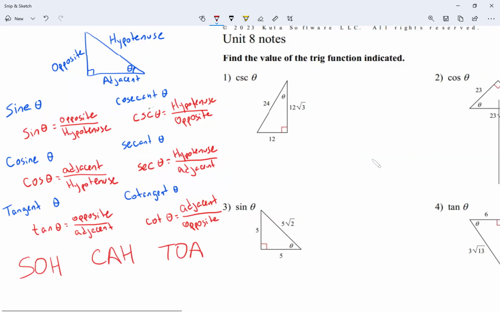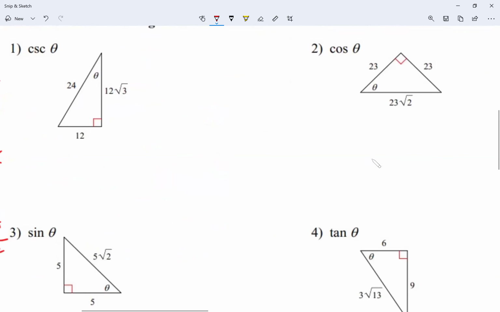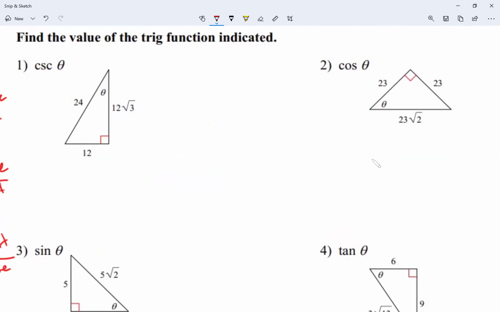Now let me take a look here. Find the value of the trig function indicated. I see cosecant of theta. What I'm going to do first is label the three sides: hypotenuse, adjacent, and opposite. I see the 90-degree angle, and always opposite from the 90-degree angle, farthest away from it, we have the biggest side, which is the hypotenuse. I'm just going to use H for hypotenuse.